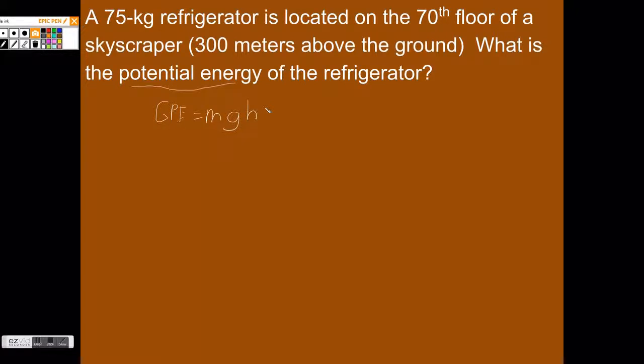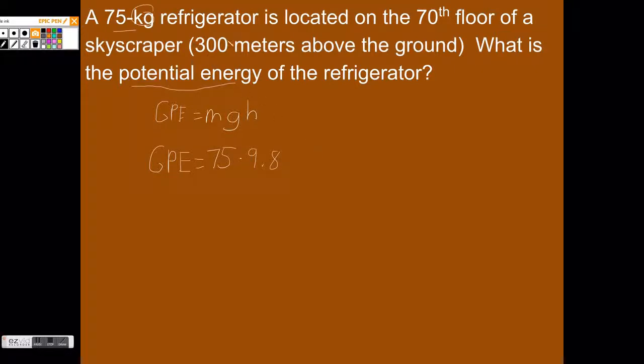So the problem is very clearly asking us what the potential energy of the refrigerator is. So we know that GPE has to be our unknown. Let's write down the variable. All that's left to do is find out m, g, and h. So first I look up top and I see 75 kilograms. That kg tips us off that we have a mass of 75 because kilograms indicates mass. Next is g. We know that g always equals 9.8 on Earth, so we can fill in 9.8.